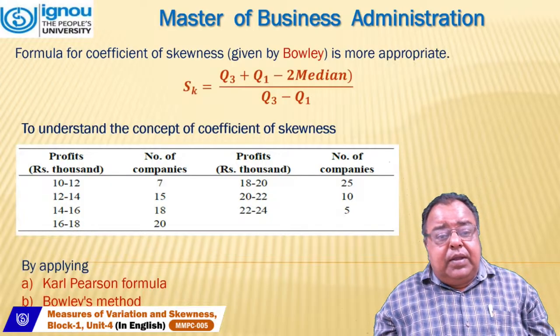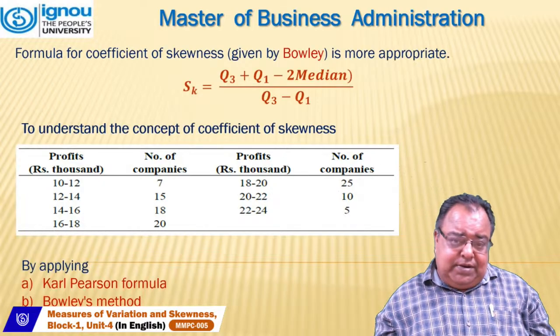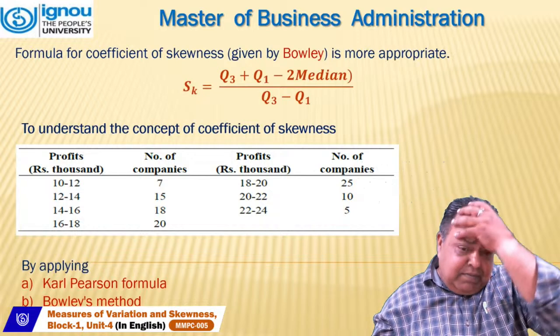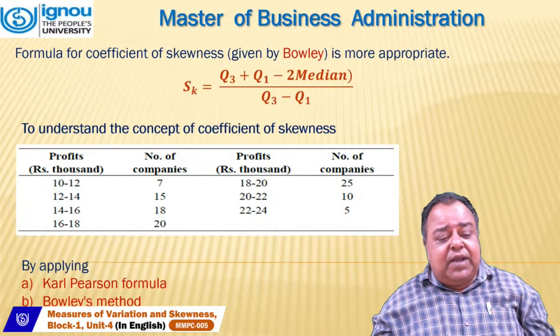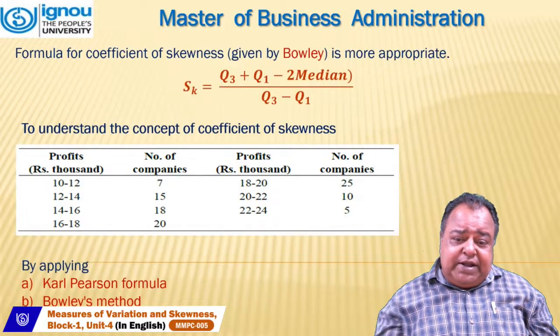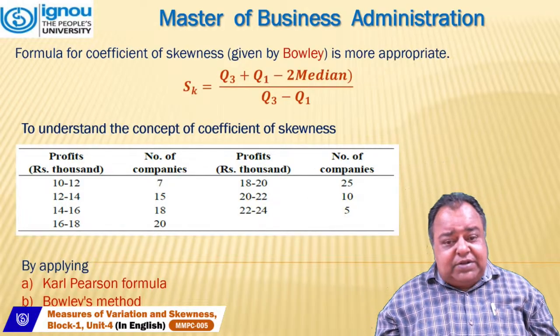Bowley proposed a relation, that is Q3 plus Q1 minus 2 times the median divided by Q3 minus Q1. Now we will evaluate and see whether there is any difference between Karl Pearson's formula and Bowley's method for evaluation of the coefficient of skewness. The data is given to us. We will start the evaluation.